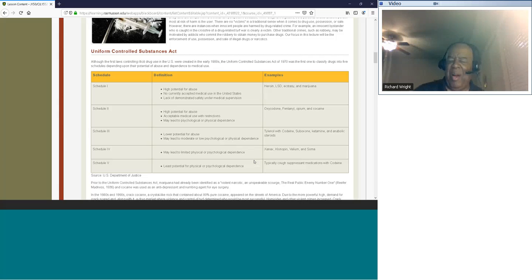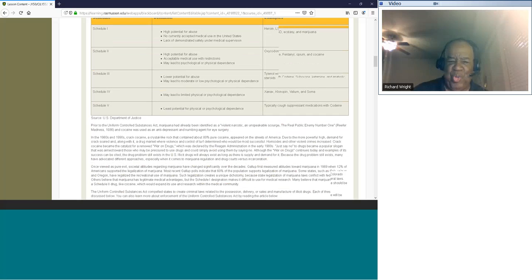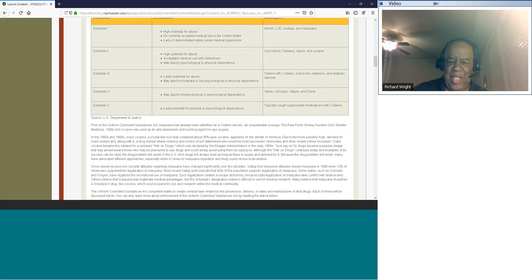And also, let me tell you something else. These drugs, they put meat tenderizers in there. They put anything to cut it and stretch it. And so when you buy these drugs, you're not buying pure drugs. You're buying things that are poisonous to your body, rat poison and things like this.